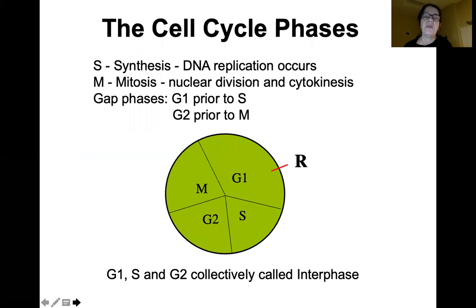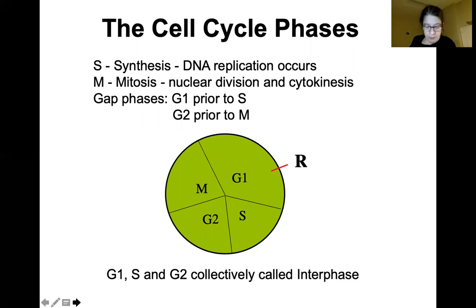So the cell cycle phases are as follows. We have S, which stands for synthesis. This is where DNA replication occurs. And we have M, which stands for mitosis. Mitosis includes nuclear division and cytokinesis. Cytokinesis is the division of the rest of the cell.